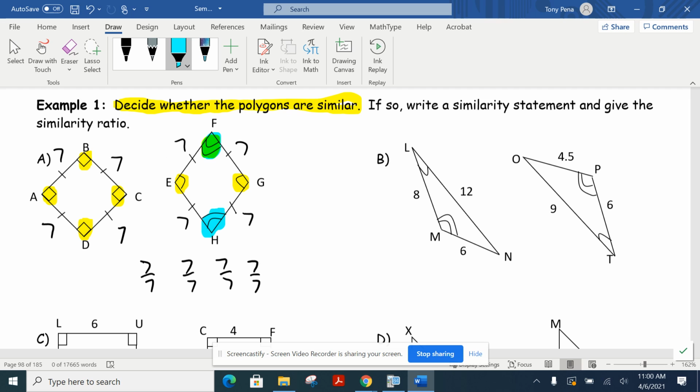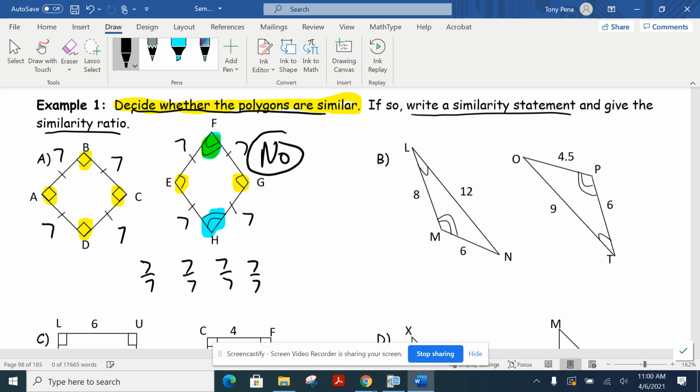If these are all the same angles, wouldn't they all be marked the same way? So since these are not all congruent and then these are, there's no way that between these two different shapes that they're congruent. So this is one, when it says decide whether these are similar, we would say no, they're not. They don't have congruent corresponding angles everywhere. So we don't have to worry about then writing a similarity statement. We don't have to worry about giving that similarity ratio.